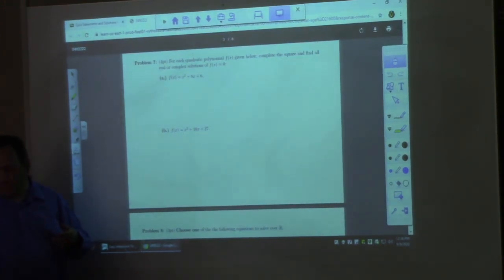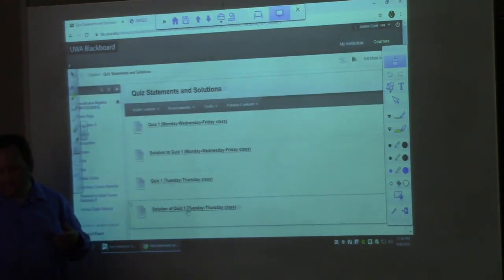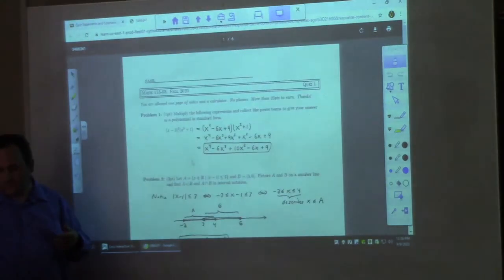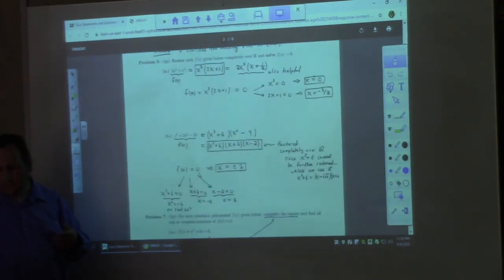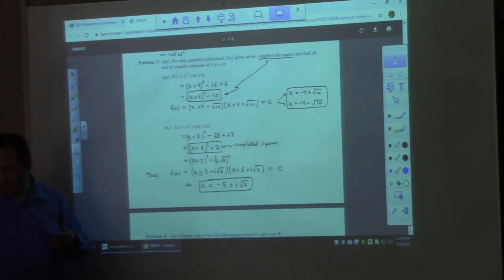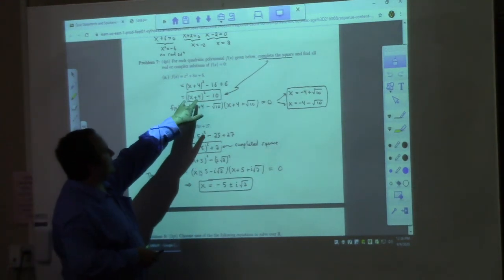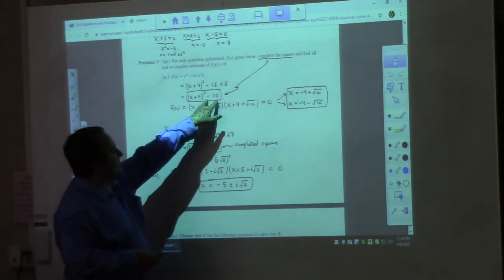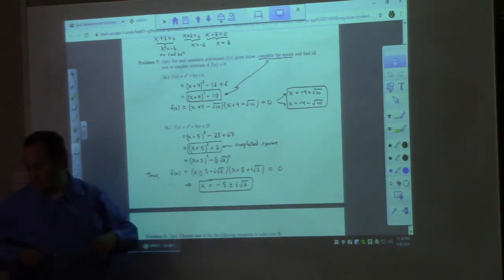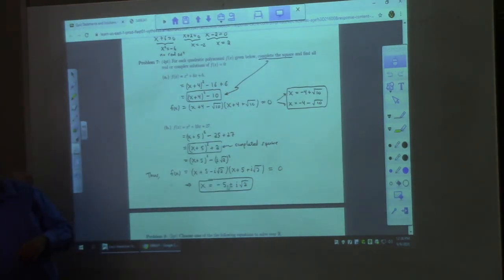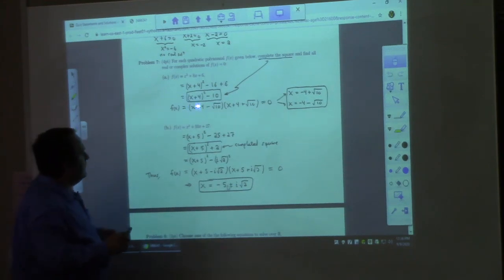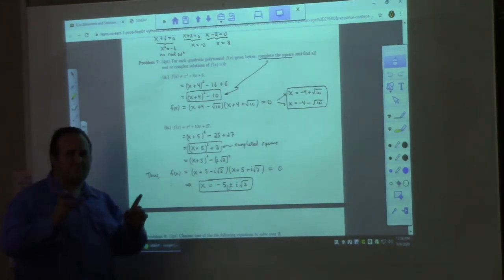So let me go back to the solution here. So like the first one, right, this one, you notice that we complete the square, and we get x plus 4 squared minus 10, right? We good?